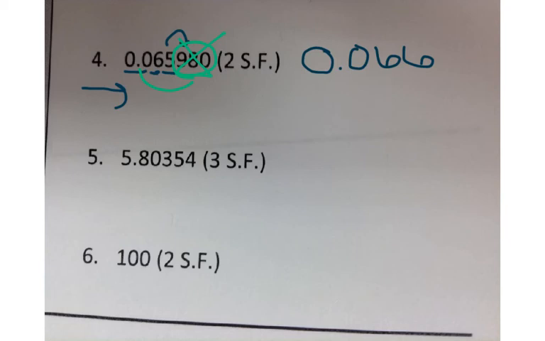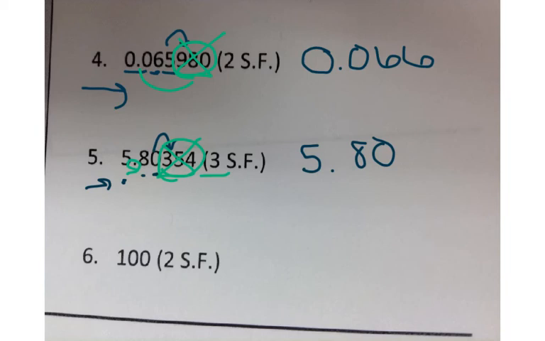Next one, we are going to round to 3 significant figures. So we're always going to start from the left, and we're going to count to 3, starting at the 5 because it's the first non-zero number. So it's 1, 2, 3. That number is going to stay the same because the number after it is a 3, so it will not round up. So it would be 5.80. These guys, the 3, 5, 4, are found after the decimal right here, so therefore they drop off. So I would end up with 5.80.